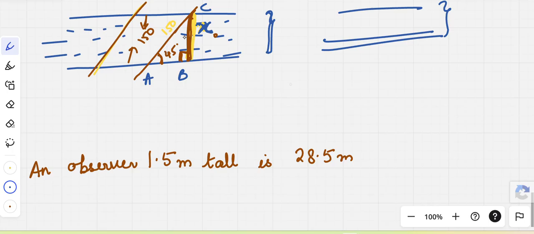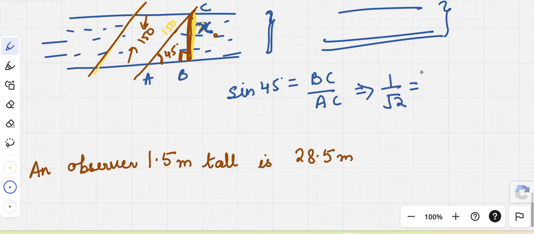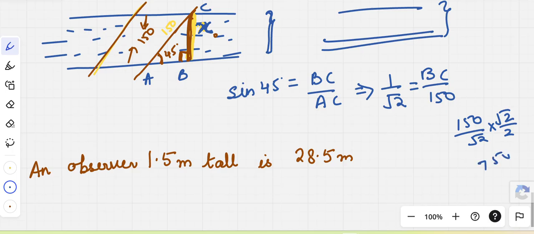BC is the perpendicular, the opposite side, and the hypotenuse is involved. So can I take sine 45? Sine 45 is opposite side by hypotenuse, so BC by AC, right? How much is sine 45? 1 by root 2 is equal to BC by 150. That's it. So 150 by root 2, up and down you multiply by root 2. Then you will get the answer 75 root 2. Okay, ma'am, understood.